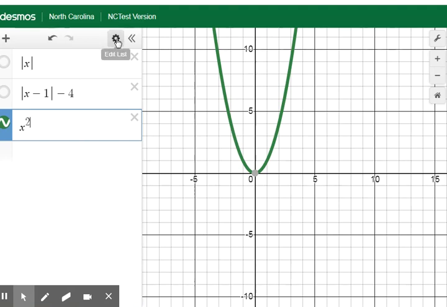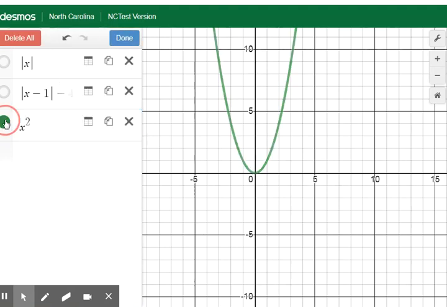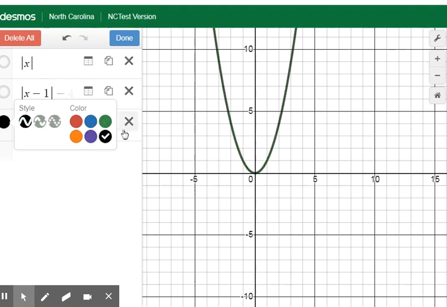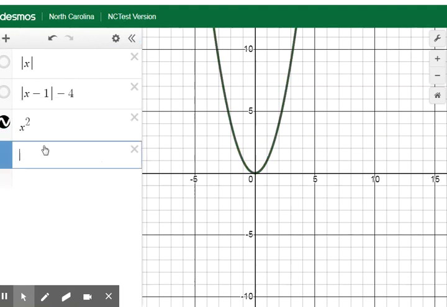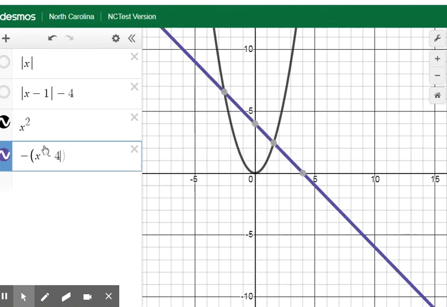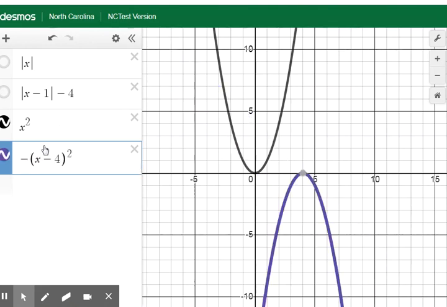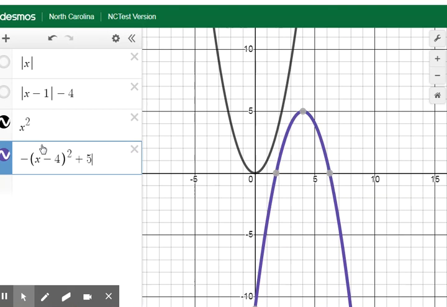We want to compare it to just x squared. That's the parent function. If you want to change the color, your parent functions can be in black and your transformations can be in a different color. It doesn't matter to me how fancy you want to get about that. I think it's helpful to see it in different colors. Type in your entire transformation there.